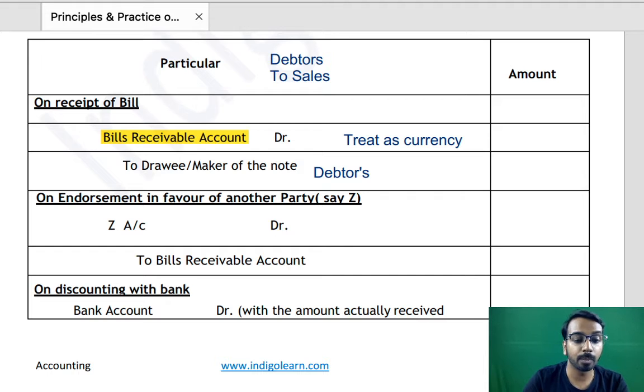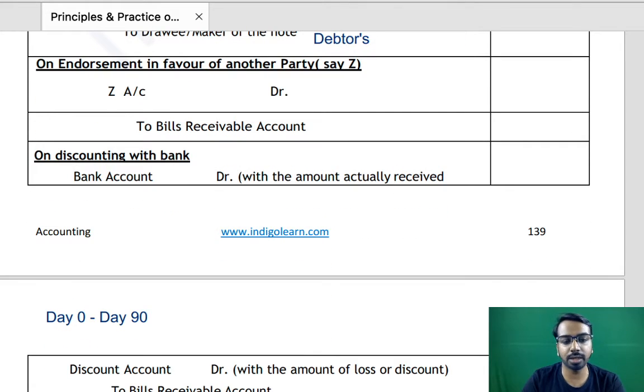Moving forward, if you do not endorse it, if you do not discount it, then you will receive cash on the maturity date. If you receive cash or an amount in the bank on the maturity date, basically you are giving up this currency of bills receivable and you are getting actual cash. So you will debit the bank account or the cash account and credit the bills receivable account.